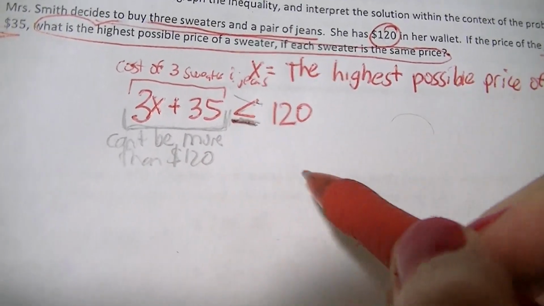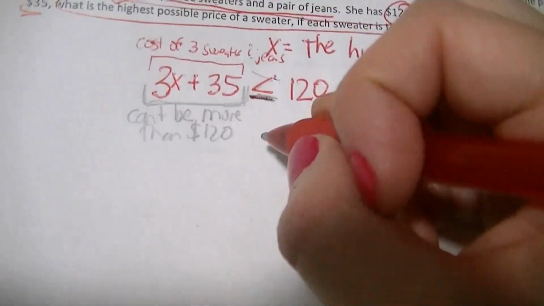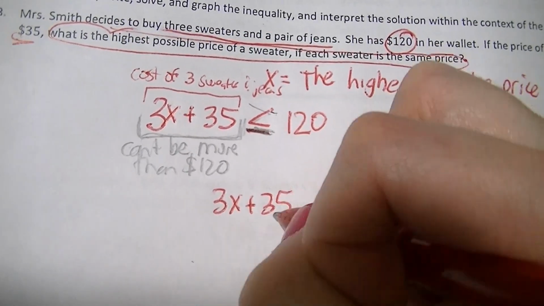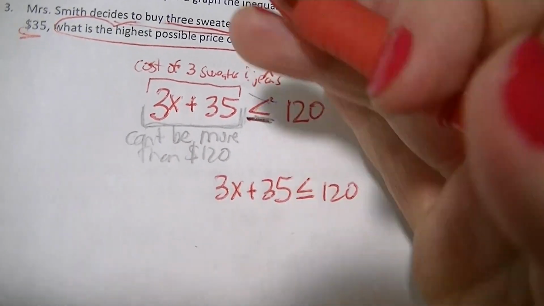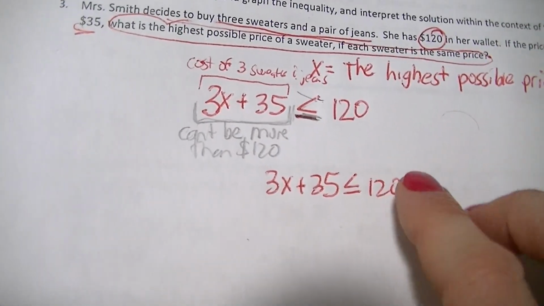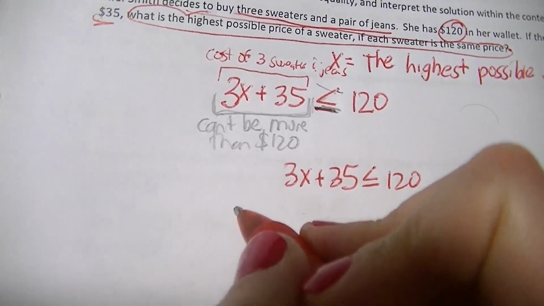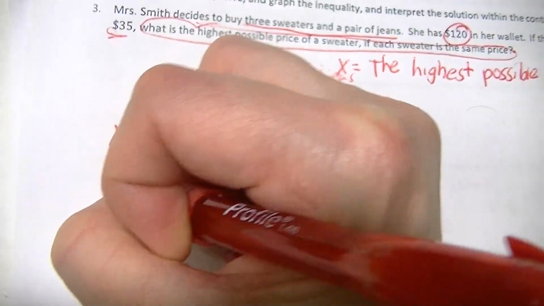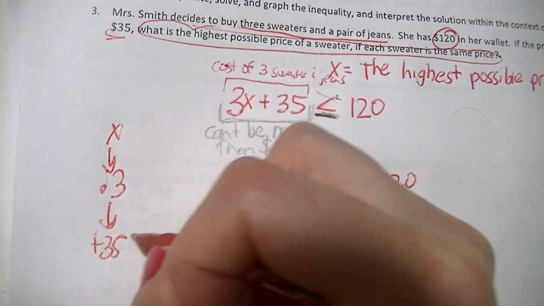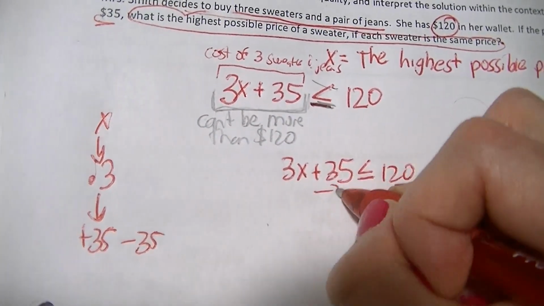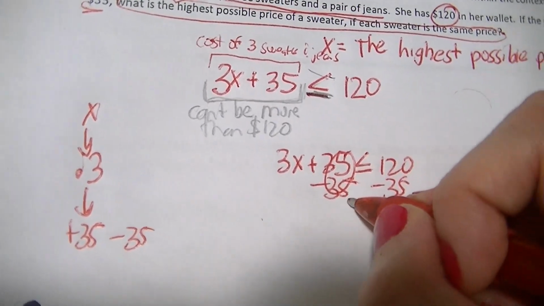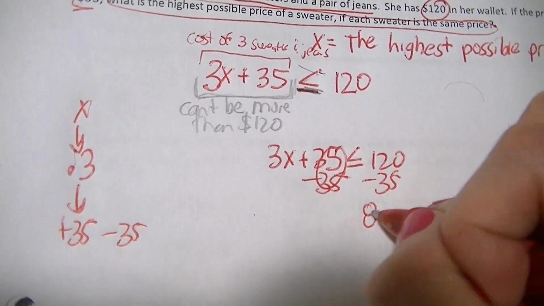Now let's go ahead. I have to rewrite it so I have more room. I'll write it down right under there. Okay, we are able to build it because it's already simplified. There's nothing I have to combine, and I don't have to move variables to the same side, so I can just go right into building it. Start with X, then we multiplied it by 3, then we added 35. Inverse operation of adding 35 is to subtract 35, so you'll do that to both sides of the inequality. 35 take away 35 is 0, 120 take away 35 is 85.